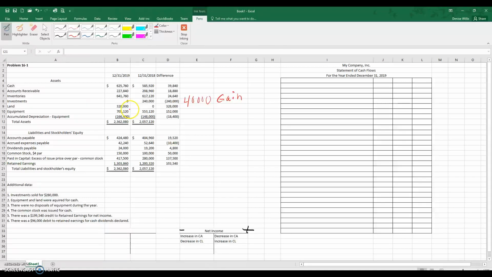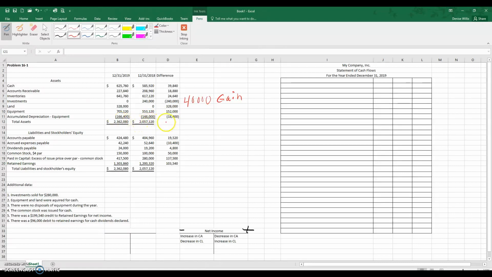Back over here, let's see, land. Land, we had none, and now it's at $328,000, so it went up. We purchased land. Down here it tells us equipment and land were acquired for cash. That means we care about that. This entire amount affects our cash. Same with the equipment. We purchased $152,000 in additional equipment.